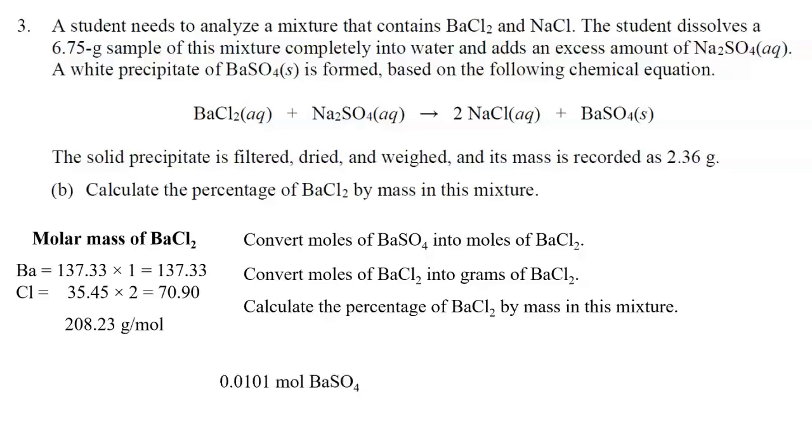So 0.0101 moles of barium sulfate. That was the precipitate that was recovered in this experiment. How do we convert from moles of one chemical to moles of another? Well, normally we would use the coefficients, but we're in luck in that the coefficients are just 1 and 1. So in fact, that's a really simple conversion to go from moles of barium sulfate on the right to moles of barium chloride on the left. It's a 1-to-1 ratio.